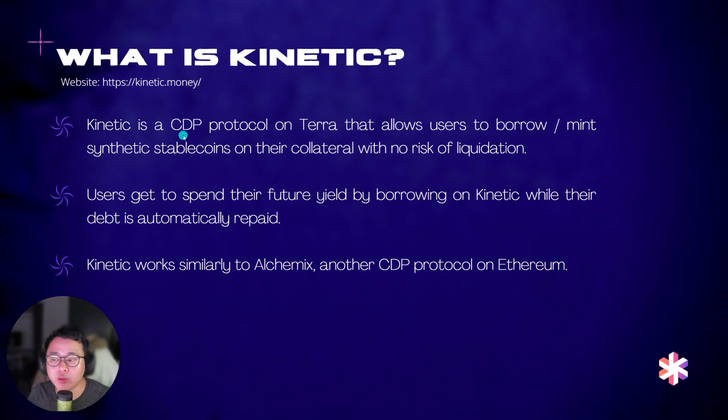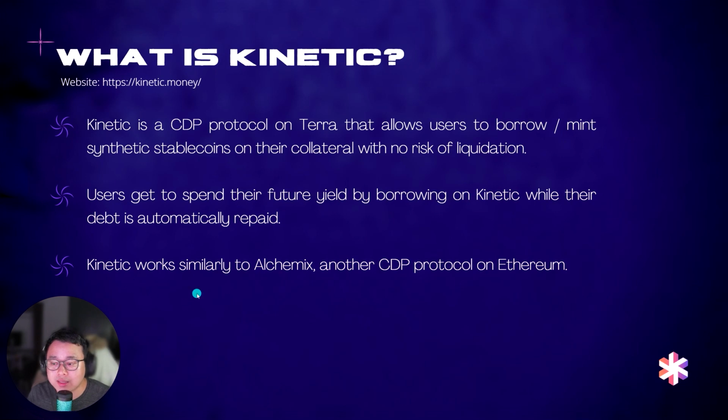So typically when you are doing a collateralized debt position, for example, you deposit collateral into Aave, and then you borrow USD, there's a liquidation risk. But in Kinetic's case, there is no liquidation risk. And users get to spend their future yield by borrowing on Kinetic, while their debt is automatically repaid. So I'll go through an example of how this works.